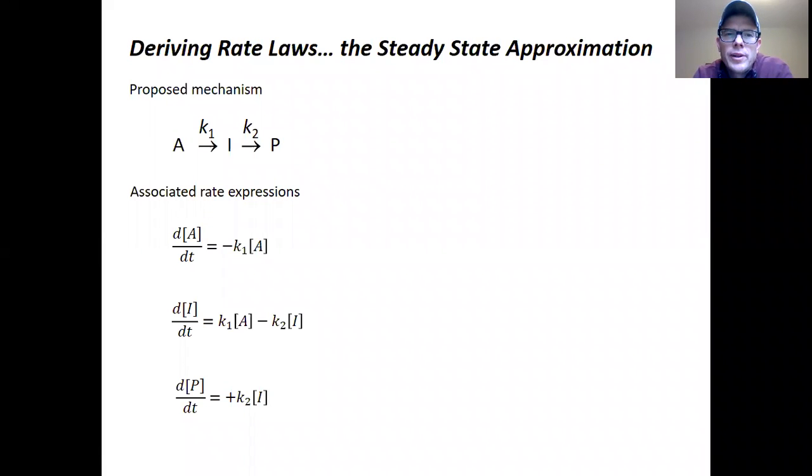Okay, we're continuing our discussion of rate laws and talking about the steady state approximation today. In the previous video, I showed you this consecutive elementary reaction mechanism: A goes to I goes to P. We can write associated rate expressions for each of these elementary steps. They look like this. The question is, how do we solve it without taking a DiffEq class?